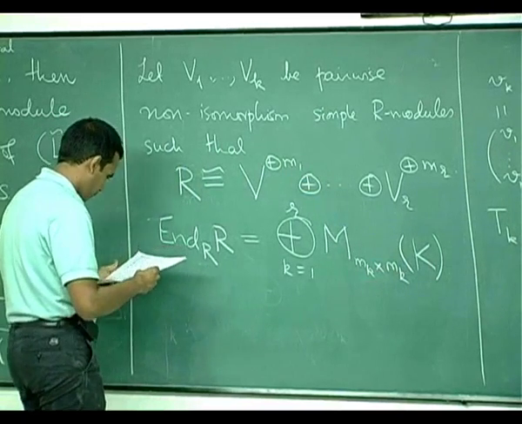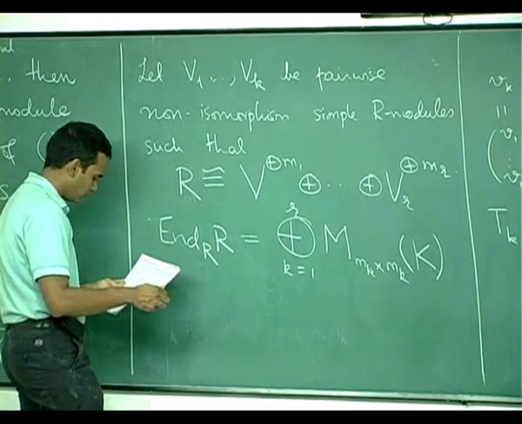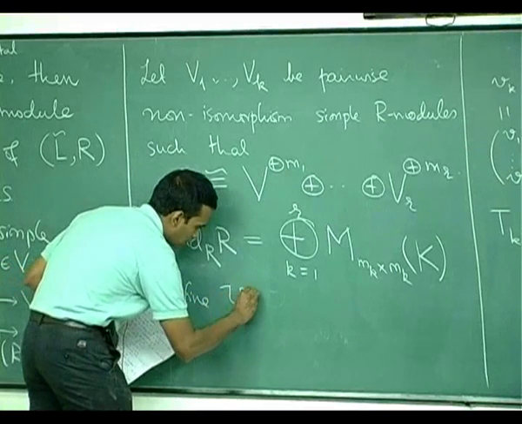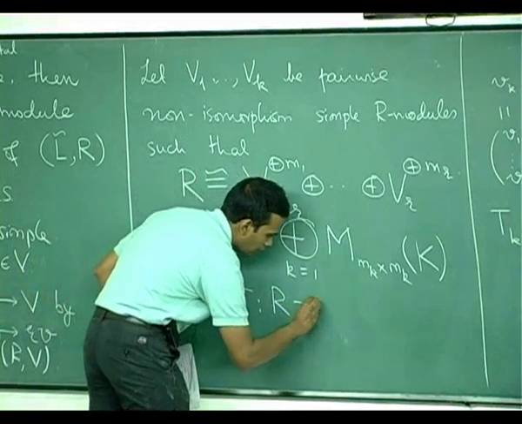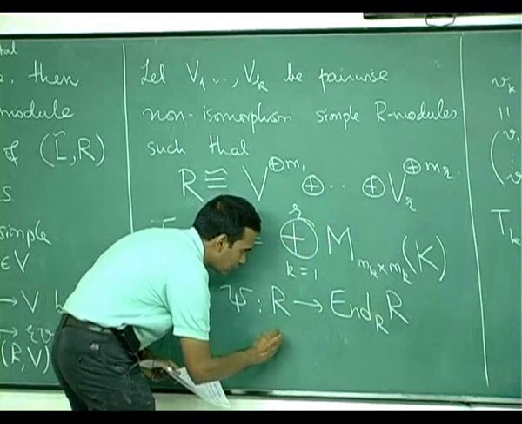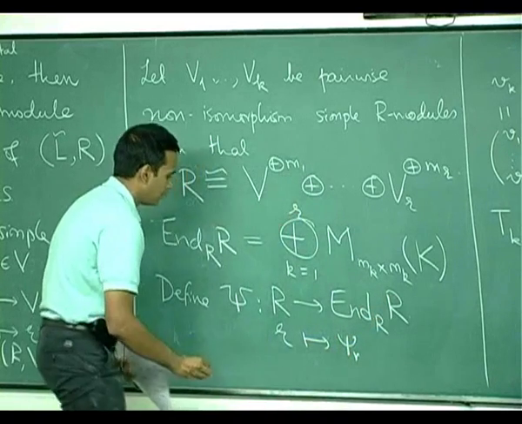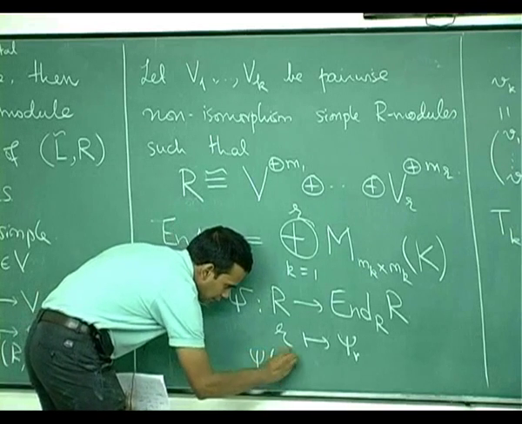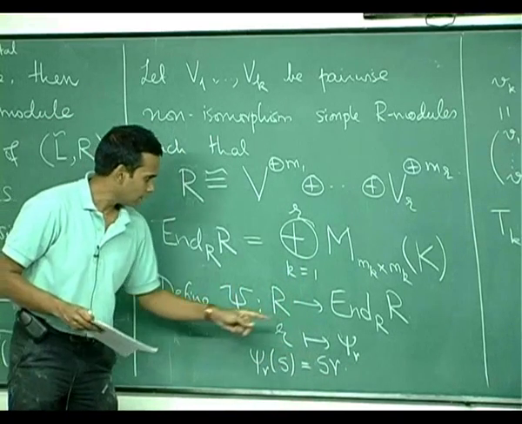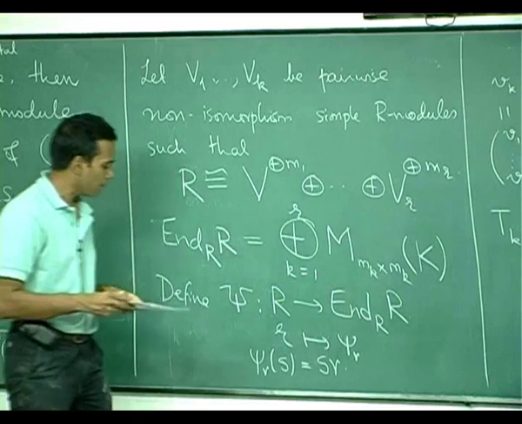I claim that this actually more or less resolves the structure of R for us, because suppose I define a map from R to End R by using right multiplication. That means r goes to psi_r, where psi_r of s is equal to s times r. Then you can check that this psi_r is indeed an R intertwiner of R.